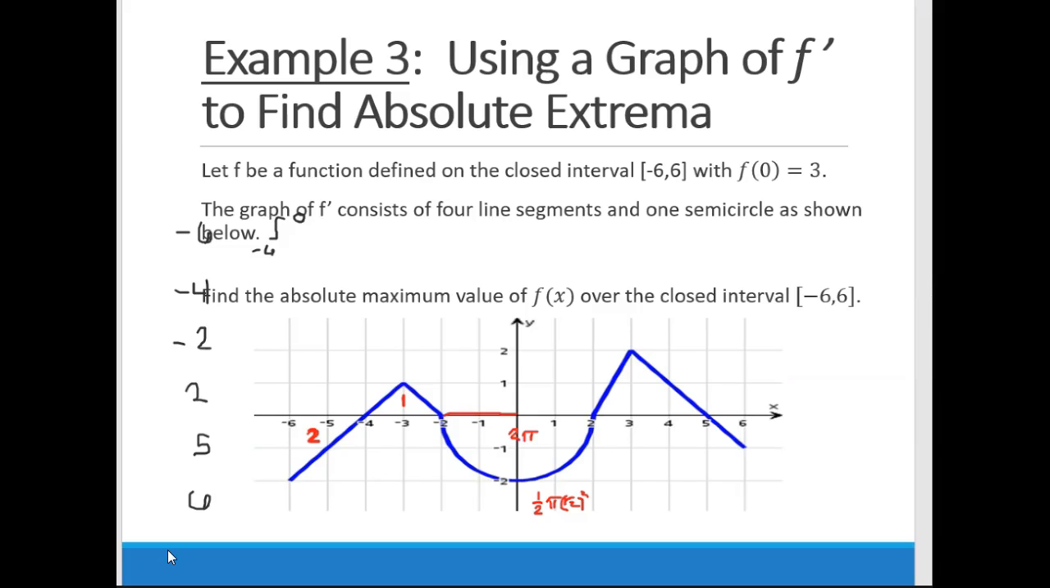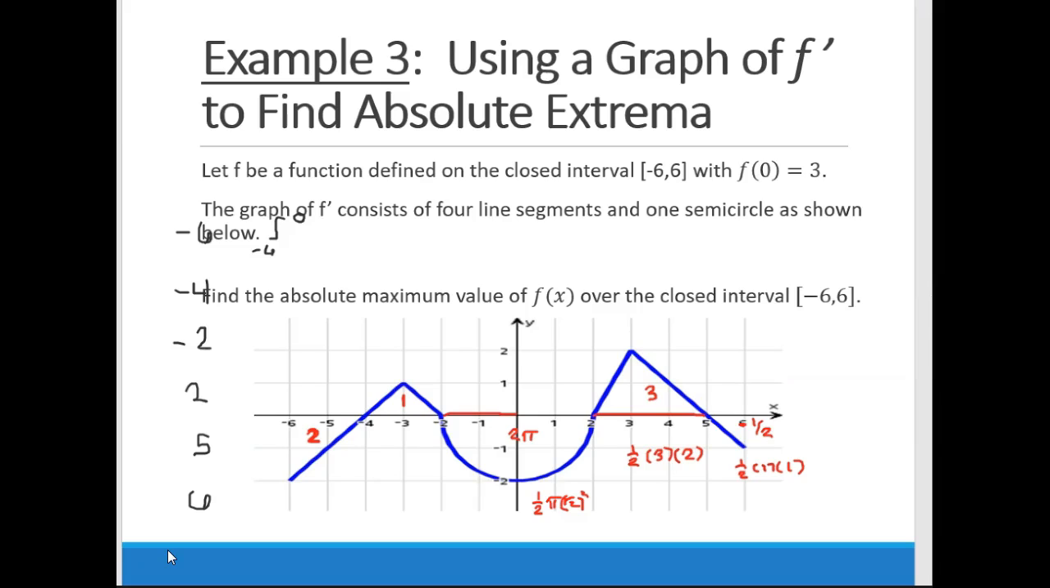Here, base 1, 2, 3, height 2. So 1/2 base times height makes this area 3. And down here, 1 and 1. So that's 1/2 times 1 times 1. So that makes this area -1/2.